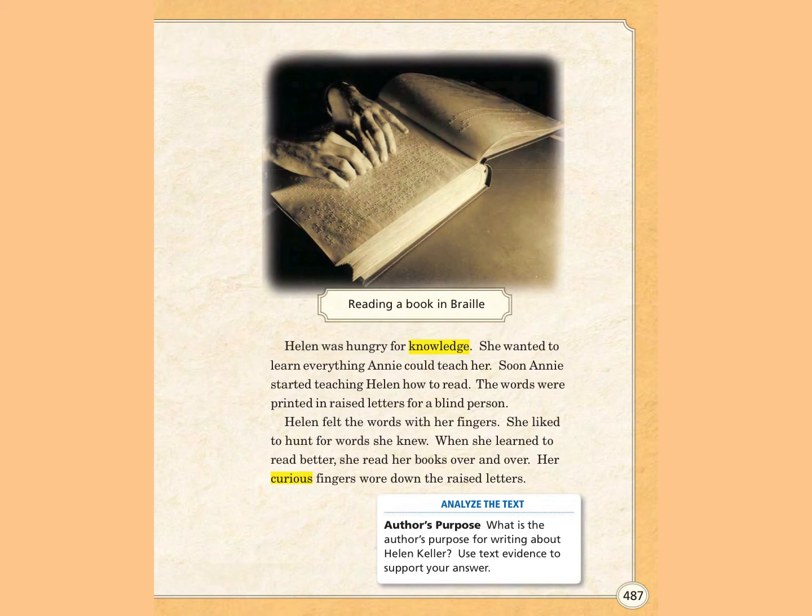Analyze the text. Author's purpose. What is the author's purpose for writing about Helen Keller? Use text evidence to support your answer. Reading a book in Braille.